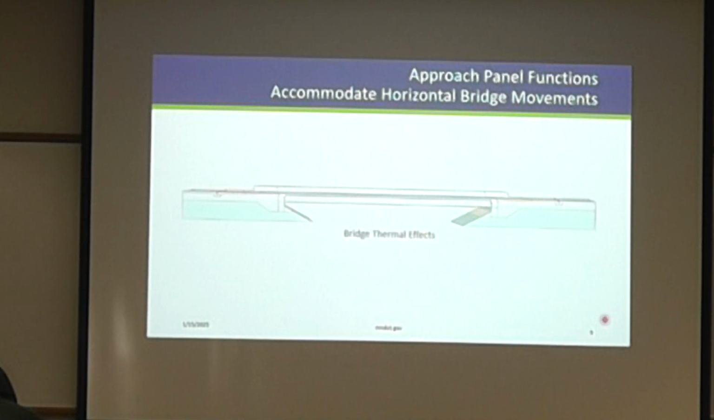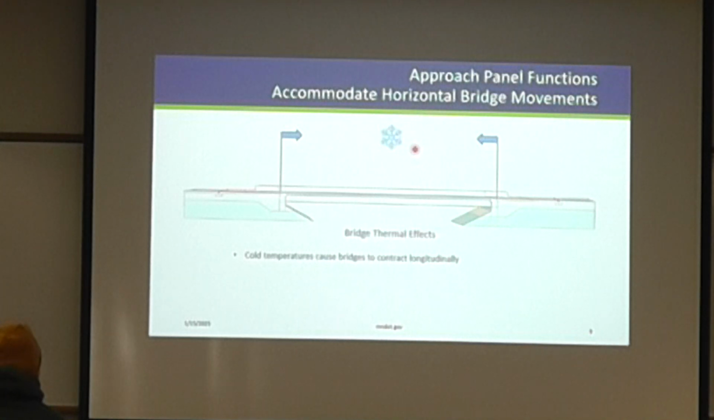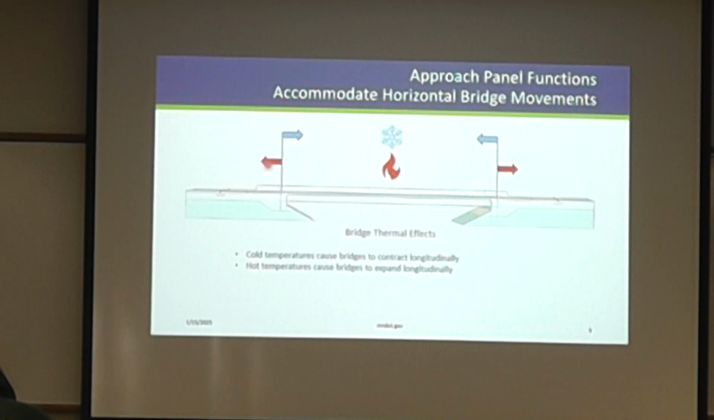And I won't go too much over this, but a big function that they serve is to minimize the effects of bridge thermal expansion and contraction on the adjacent roadway section. So basically, cold temperatures cause concrete to want to shrink. So that's what happens to the bridge. It wants to shrink. And then conversely, hot temperatures will cause the bridge to expand thermally, longitudinally. So basically, the bridge wants to expand and contract based on the temperatures that it's experiencing.